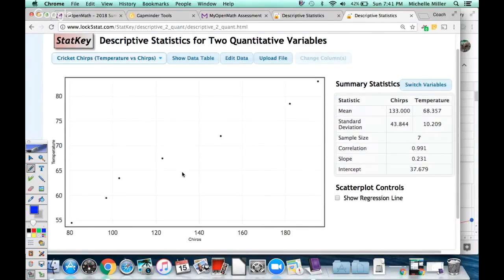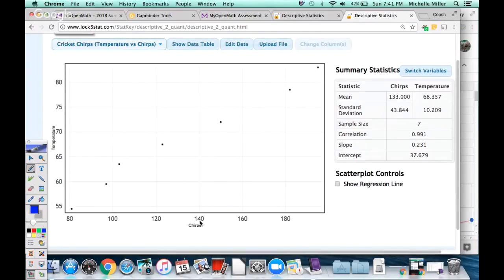So here, the number of chirps a cricket makes versus the temperature and the environment the cricket is in. And you can see that the higher the temperature, the more chirps a cricket makes. So there's a correlation here between temperature and chirps. Now, just because there's correlation, meaning as one goes up, the other goes up, or as one goes down, the other goes down, it doesn't necessarily mean that there's causation.